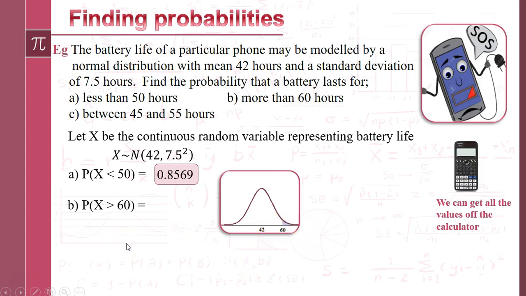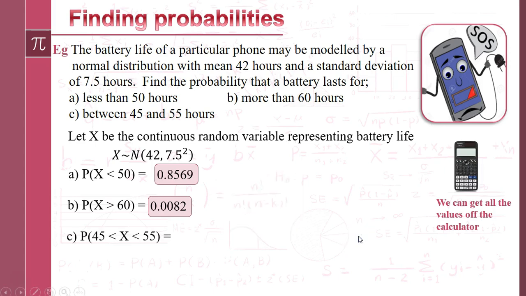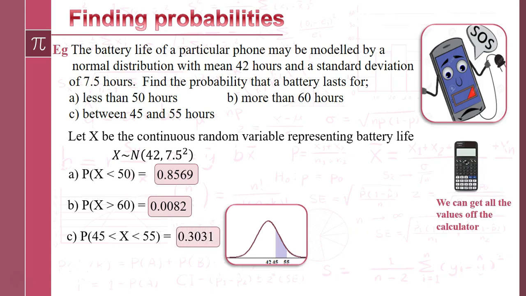However you do it using your particular calculator, you end up with a value of 0.0062, so it's highly unlikely that your phone's battery is going to last for more than 60 hours. And then finally, part C, what we've got to do now is find the probability we're trapped between two values, between 45 and 55, so we're looking for an area that's essentially a strip. And again, it's a case of chucking it into the calculator. You should be able to put in upper and lower values on your calculator, and out comes the answer, 0.3031.